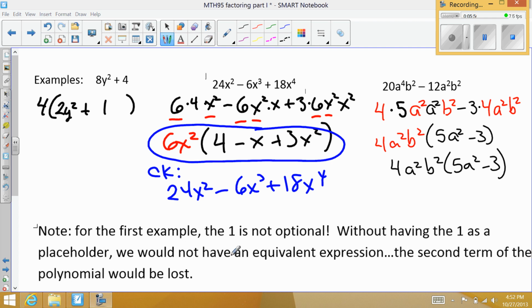And just a note here, on the first example, this one back here, that 1 is not optional. Without having the 1 as a placeholder, we would not have an equivalent expression. The second term of the polynomial would be lost. So get in the habit after you're done factoring out the greatest common factor of either physically writing out the check or at least mentally distributing back into the polynomial to be sure that you have everything that you started with and you have an equivalent expression to what you started with.